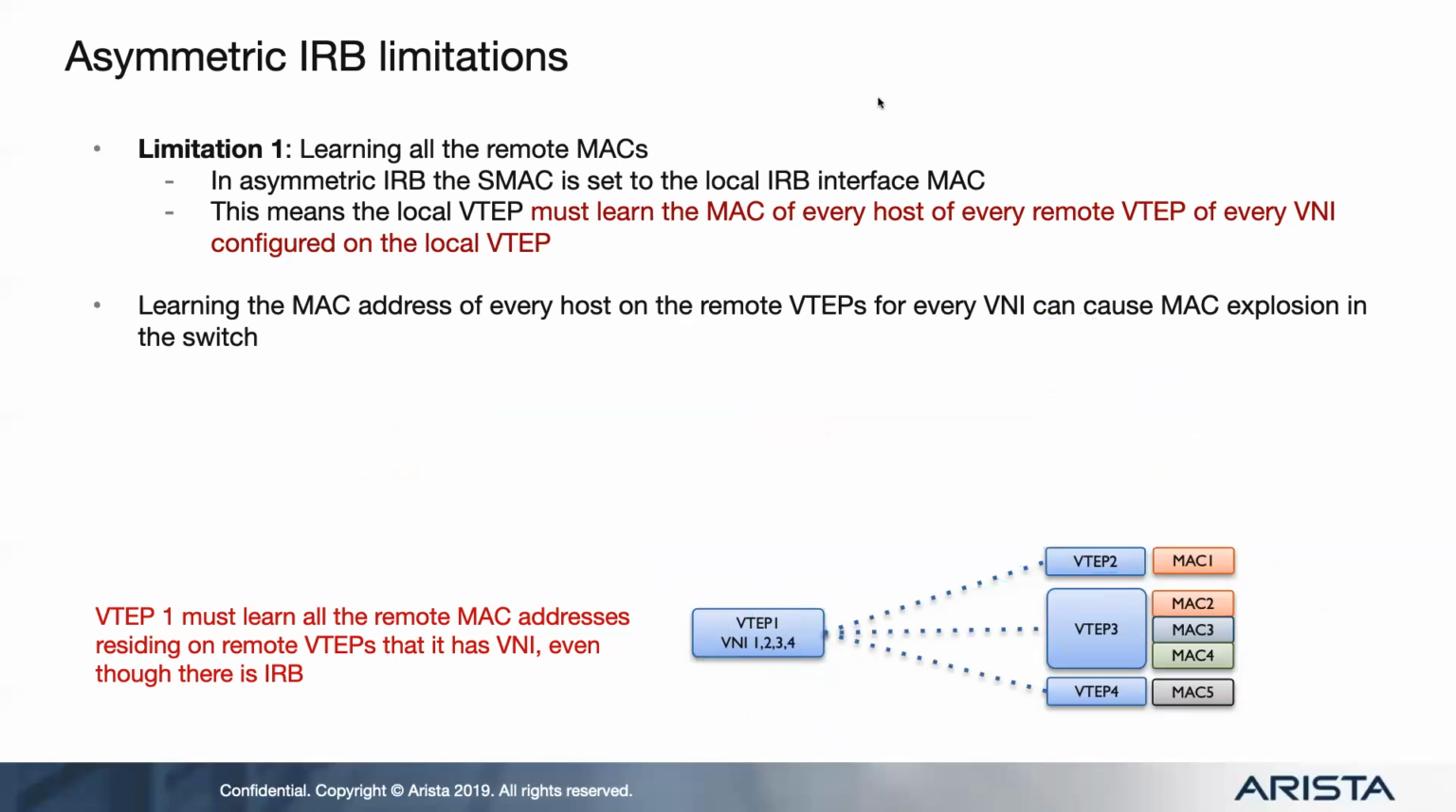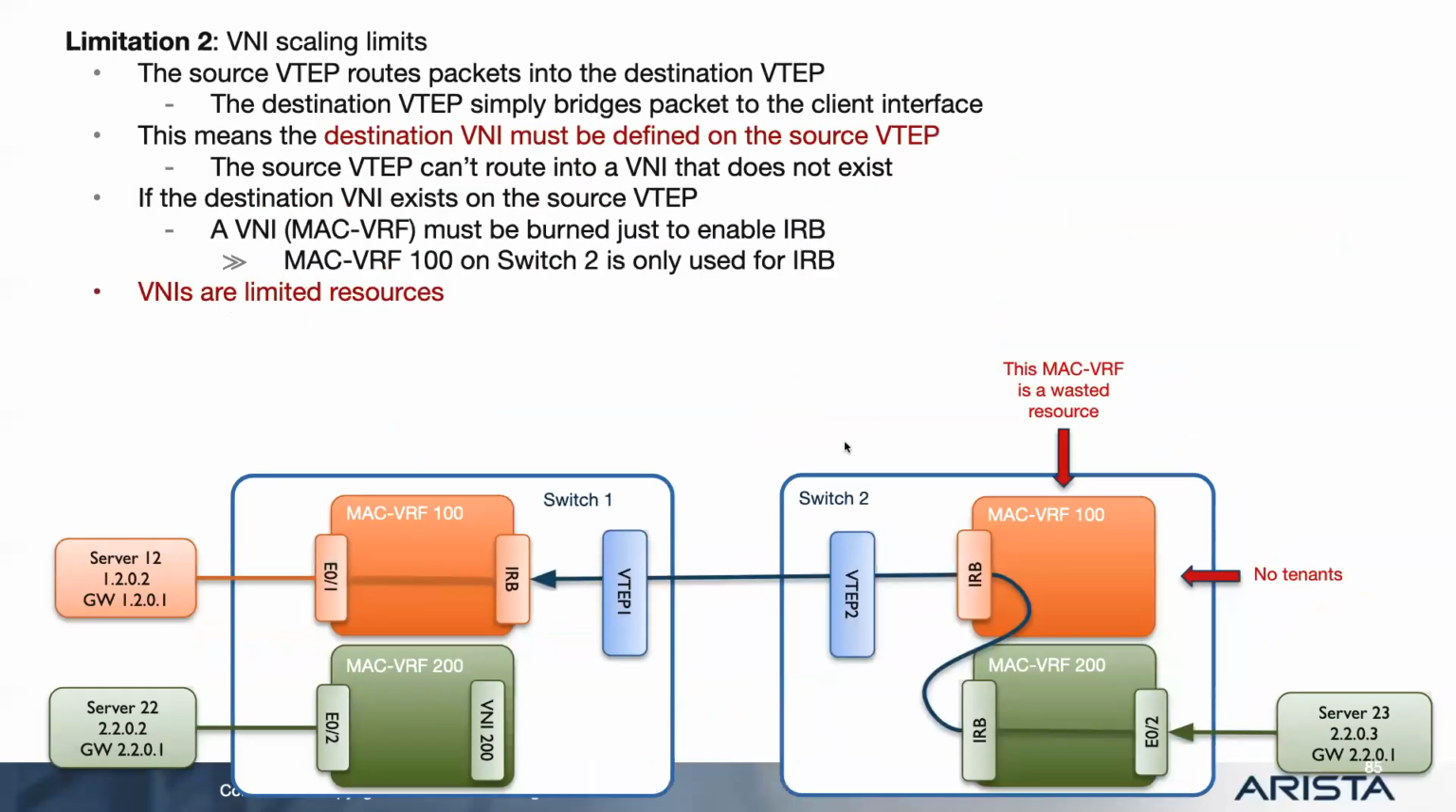Okay. So a similar limitation is VNI scaling. As we discussed here, in this scenario, even though VTEP2 doesn't have any host for VLAN 100, you still need to configure the SVI for VLAN 100, the anycast MAC for VLAN 100, and the VLAN to VNI mapping for VLAN 100. So basically you need to configure everything.